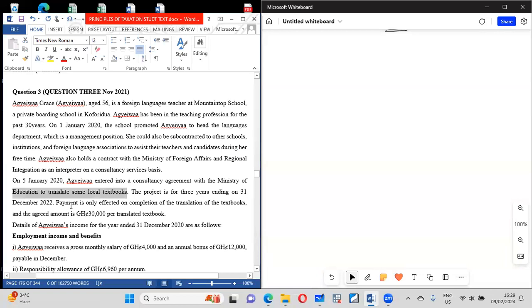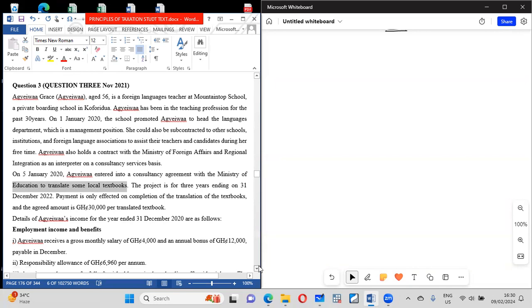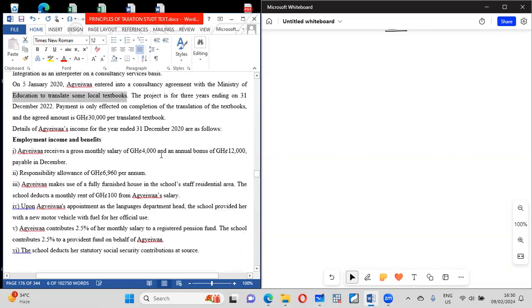Now, the payment is only effected on completion of the translation, and it's agreed that the amount will be 30,000 per translated book. Details of Ejewa's income as at 31st December 2020 are as follows. It's employment income and benefit. Ejewa received a gross monthly salary of 4,000. Annual bonus is 12,000, payable in December. Responsibility allowance per annum is 6,960.